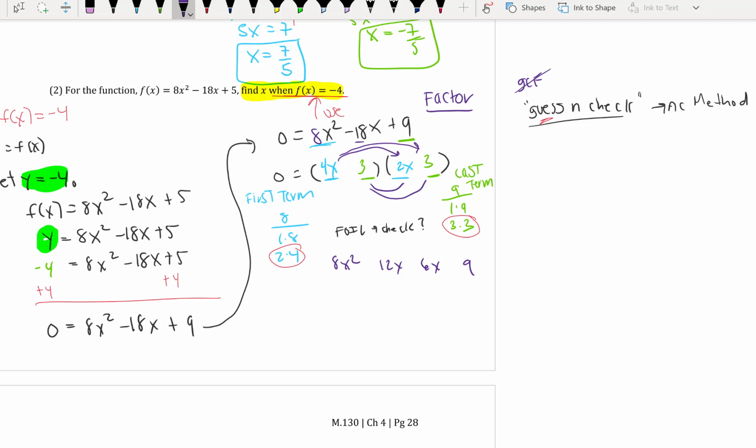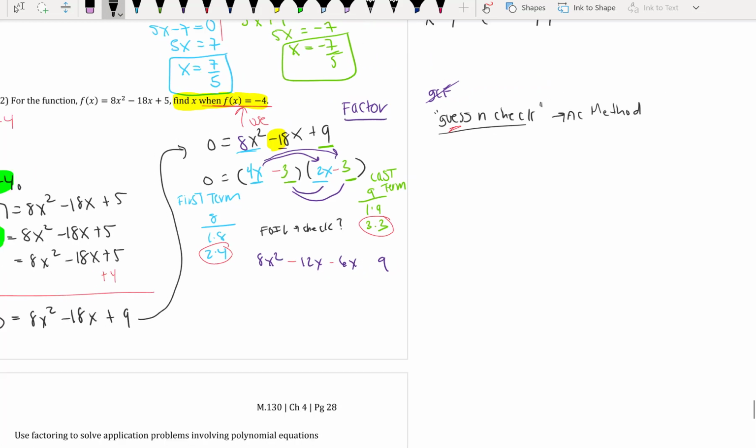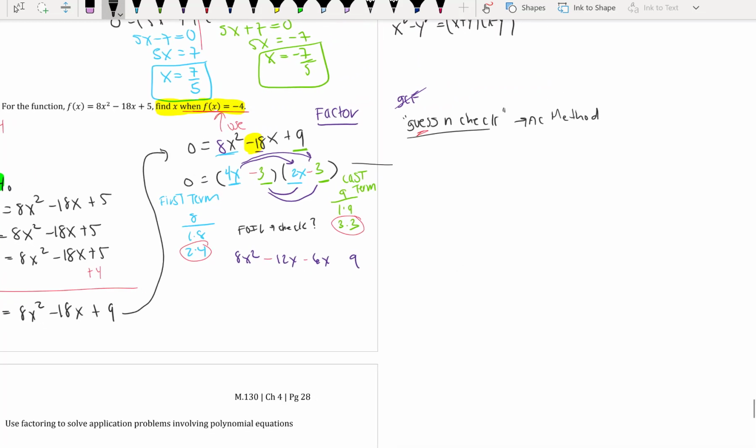And you want that middle term to be negative, since it says it's negative. So if they're both negative, that could work. Because if I have a negative 12 and a negative 6, that gives me a negative 18. And our negative 3 times negative 3 gives you a positive 9. So this is perfect.